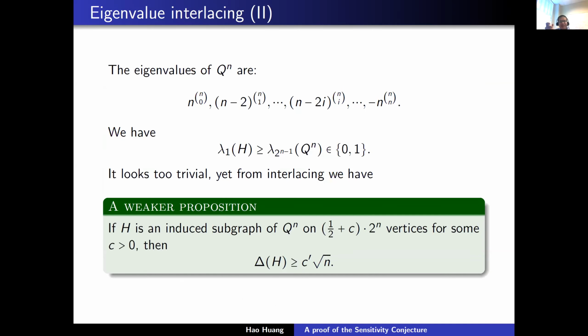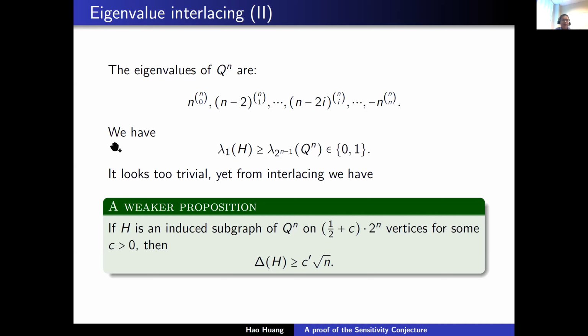Okay, since we have this very powerful tool, why don't we just apply it to our hypercube graph? Recall that we would like to show that no matter how you pick 2 to the n minus 1 plus 1 vertices, the largest eigenvalue of the induced subgraph is at least, let's say, square root of n. The adjacency matrix of the induced subgraph is exactly a principal submatrix of the adjacency matrix of the hypercube graph. So from Cauchy's interlace theorem, the largest eigenvalue of H, the induced subgraph, is greater or equal to the 2 to the n minus 1-th largest eigenvalue of the n-dimensional hypercube graph.